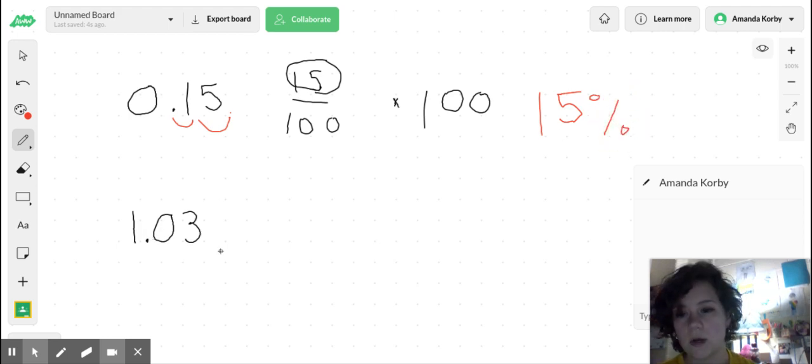Looking down here, we've got 1.03. We're going to change that to a percent by moving our decimal. So let's slide our decimal to the right 2 times. That gives us 103%.